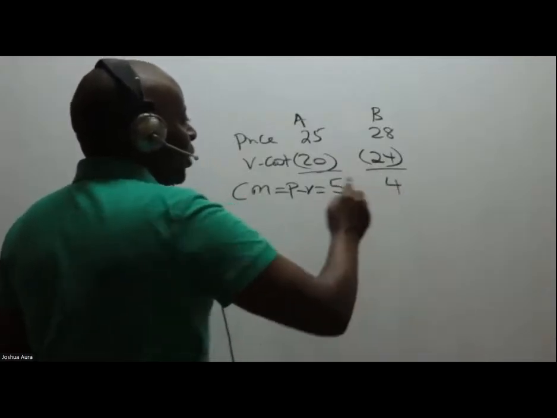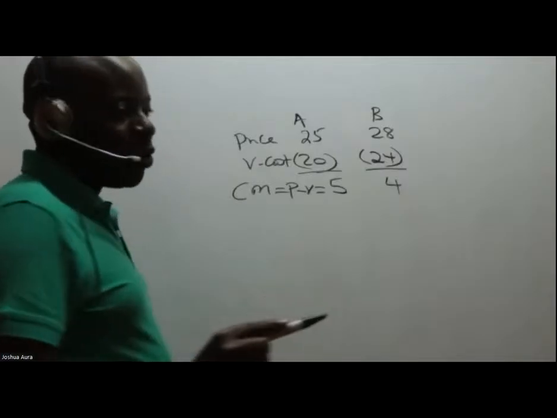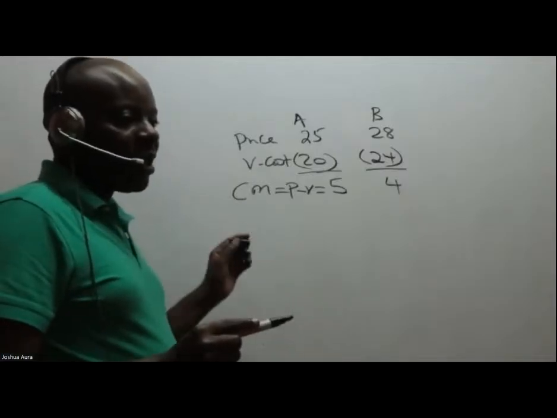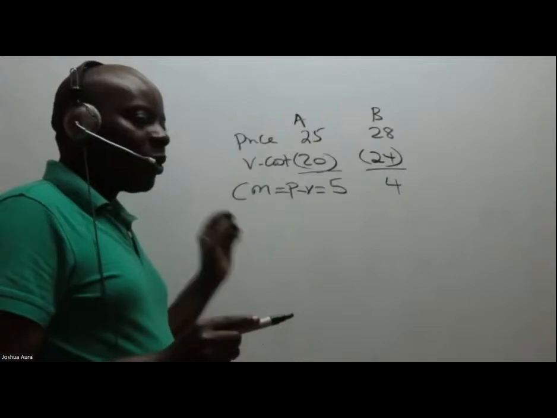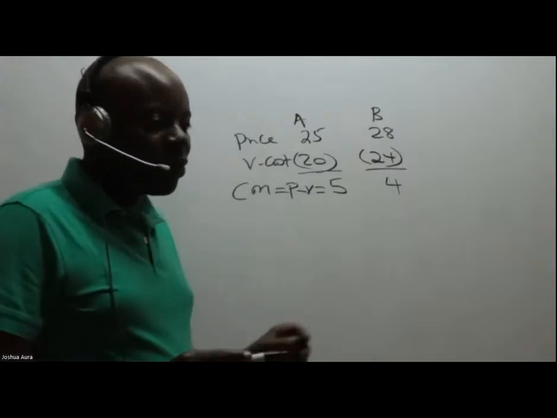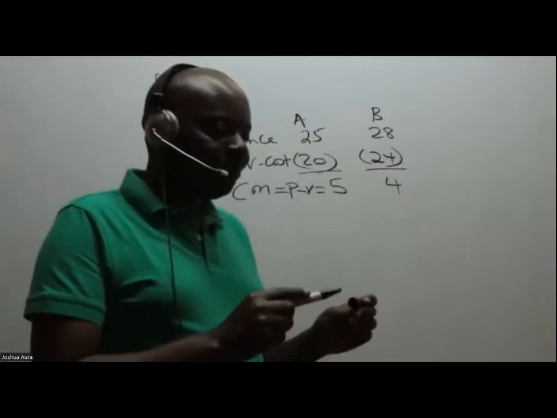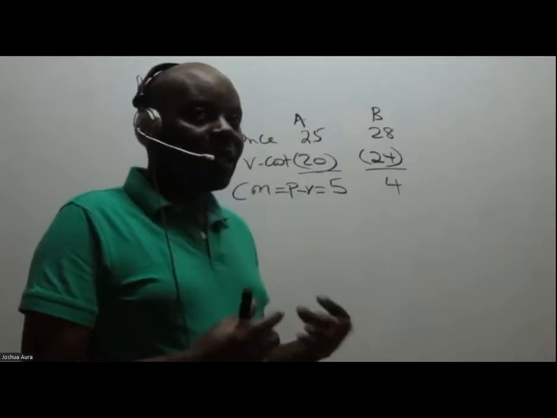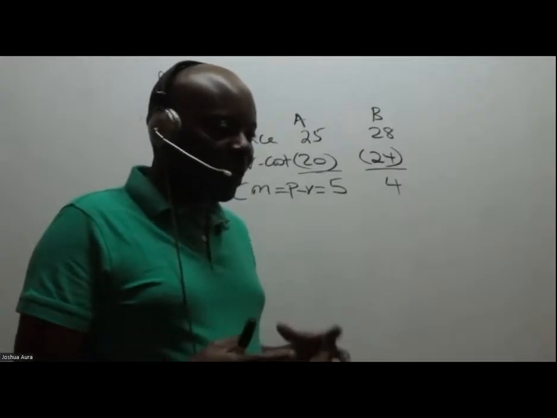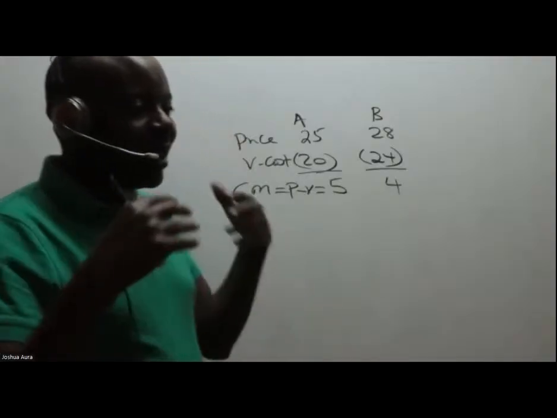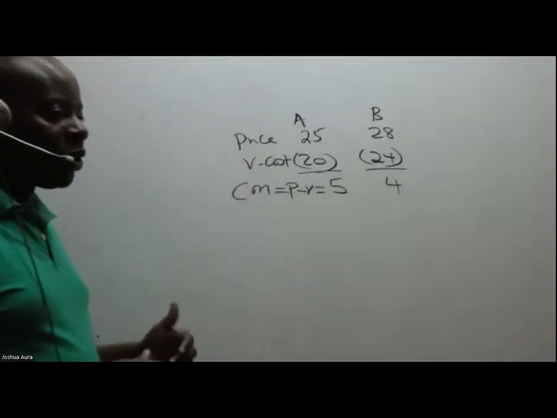The second one is 4. So contribution margin, we have 5 and 4. So is there somebody, ladies and gentlemen, who can first of all confirm that we are together up to here? You've been able to get how much each unit is contributing towards your fixed cost and the profitability of the organization. Thank you very much.